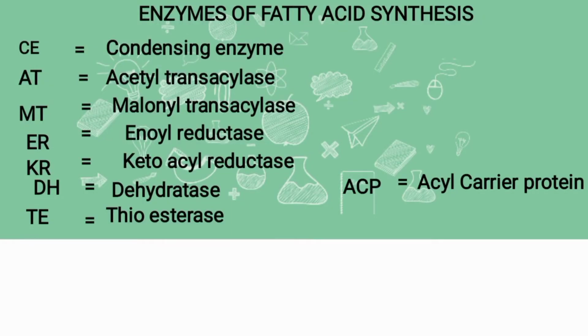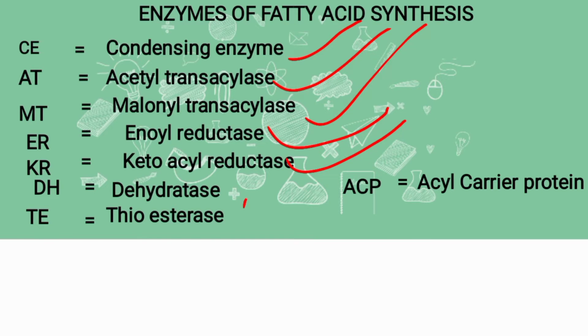We're going to be discussing the enzymes of fatty acid synthesis. The enzyme of fatty acid synthesis is called fatty acid synthase enzyme. It's a dimeric multi-enzyme complex made up of 7 enzymes. These are the enzymes: condensing enzyme, acetyl transacylase, malonyl transacylase, enoyl reductase, ketoacyl reductase, dehydratase, and thioesterase.